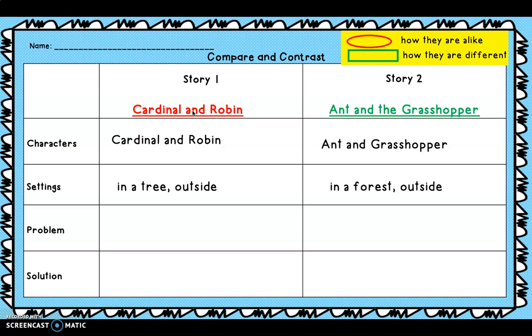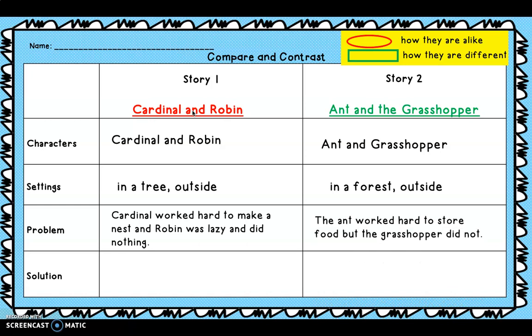Awesome. Now, every story has a problem and hopefully a solution. So in the cardinal and the robin, what was our problem? Oh, I remember. Cardinal worked hard to make a nest, and Robin was lazy and did nothing. Geez, that's not nice. What about in the ant and the grasshopper? What was the problem in that story? That's right. The ant worked hard to store food, but the grasshopper did not.